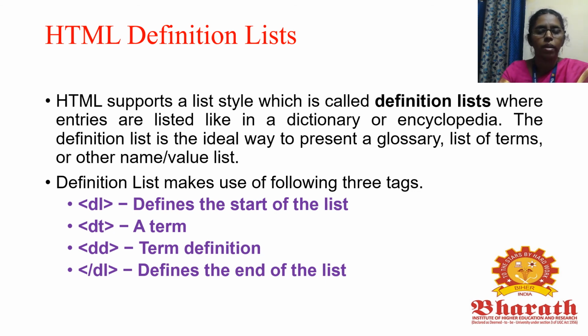And the next one, for the terms you are using, is DT, and the definition of the term is DD. Then we use the closing tag corresponding to the definition list, that is /DL. So we are using three important tags: definition list, definition term, and definition description. We have to mention the term at the left side and the definition at the right side or on the next line, as we discussed earlier, and the definition should be indented from the definition term.